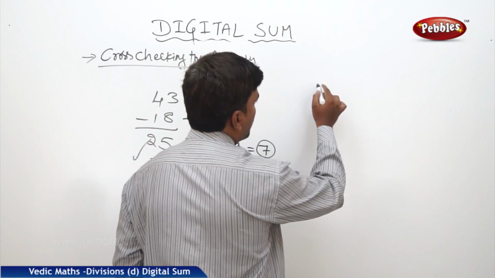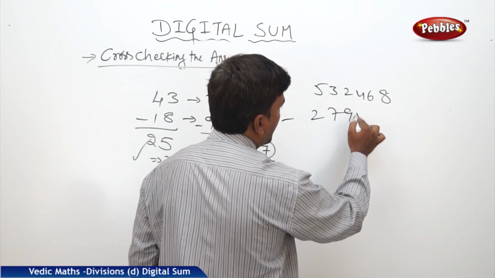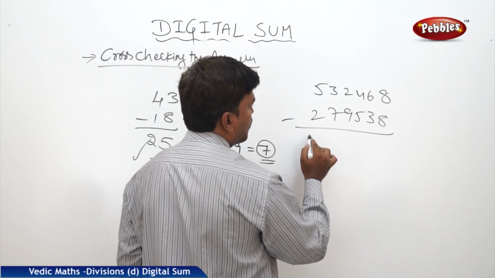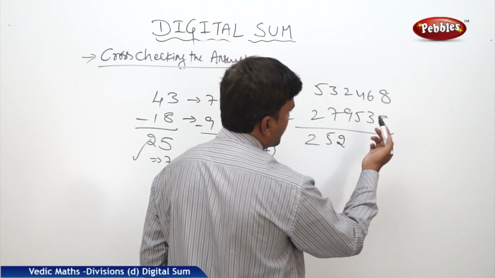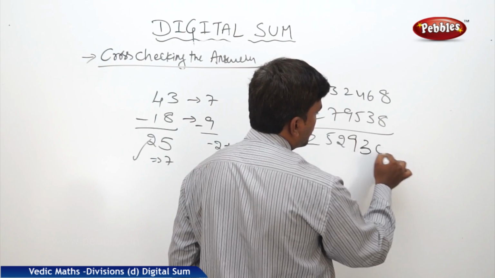We'll take one more example. 532468 minus 279538. I want the digital sum. I want to check the answer. 3 but 2, 2, 3, 6 but 5, 2 plus 1, 3 but 2, 5, 9 but 2, 3 but 2, so 3 but 3, 0.